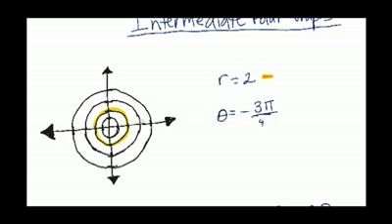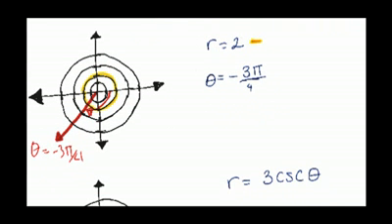3 pi over 4 is 45 degrees in the second quadrant if we were going positive. So if we're going in the negative direction, it would be 45 degrees in the third quadrant there, and we can label it theta equals negative 3 pi over 4. Alright, so let's move on.